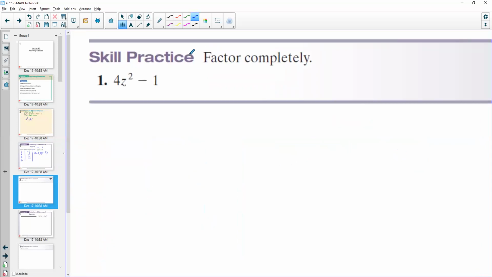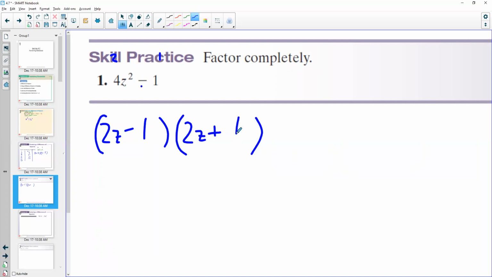All right, do the same thing here. So think about what the squares are and what the bases are and what goes in each place. So the base here is a 2. The base here is a 1. This is definitely a minus sign, so I can get this to work. So I'm going to have 2z minus 1 and 2z plus 1. It doesn't matter if you do plus or minus first. It just matters that they're both there, right?